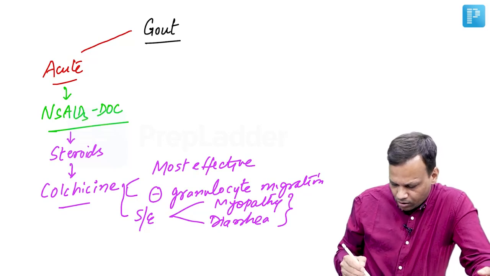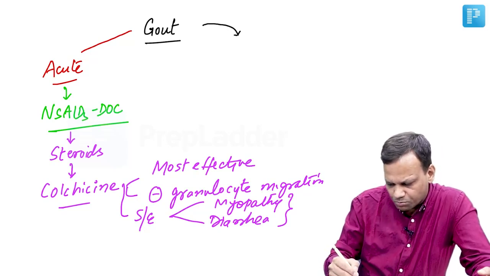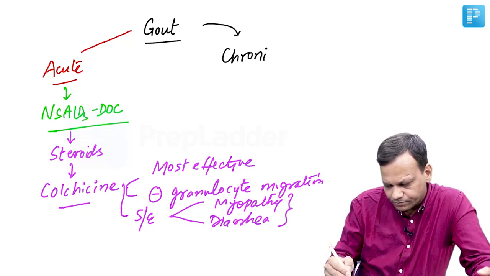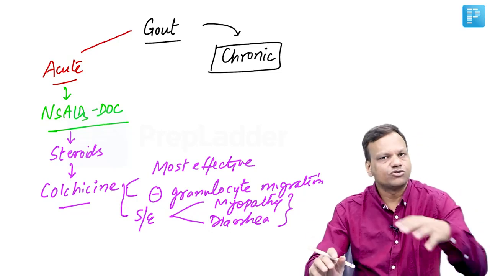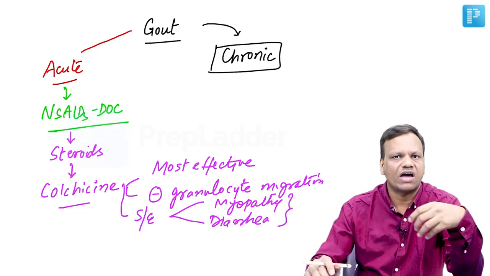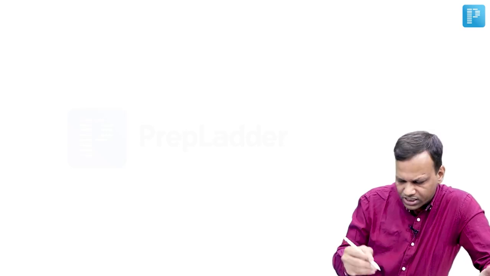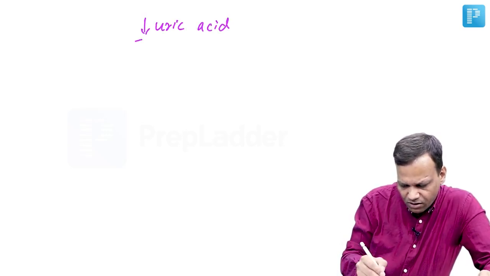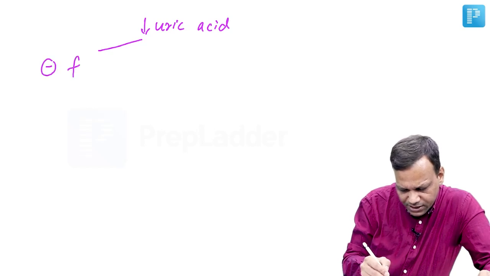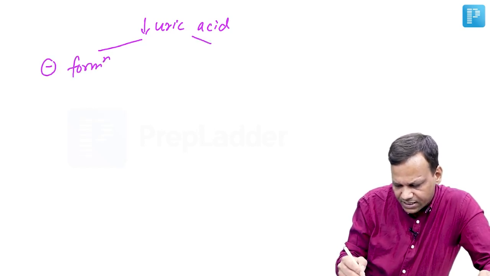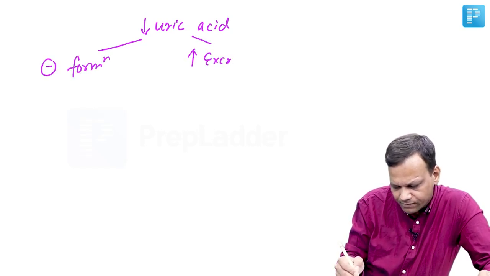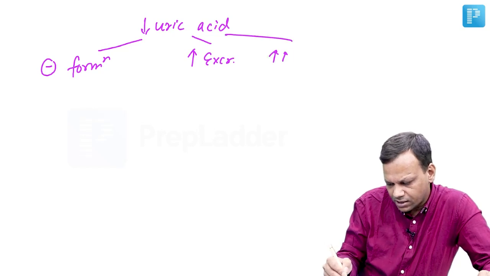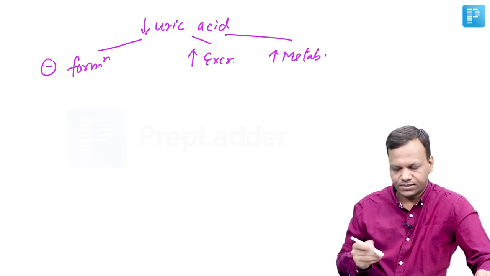Okay. On the other hand, in chronic gout, the patient is mostly asymptomatic. So the person is not having pain or inflammation, and NSAIDs do not have a major role. So here we want to decrease uric acid. So how to decrease uric acid? For decreasing uric acid, we have three methods. One, we can inhibit formation of uric acid. Second, we can increase excretion of uric acid. And third, we can increase metabolism of uric acid.